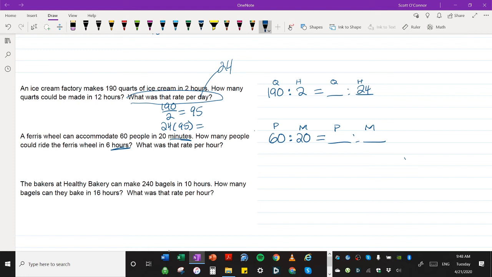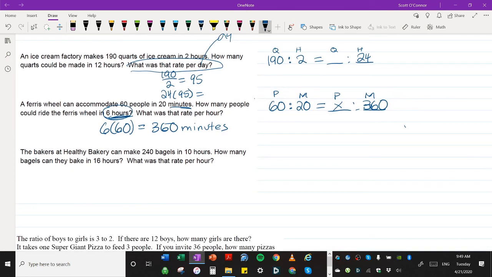And so what we can do is figure out how many minutes are in 6 hours. We can do that by doing 6 times 60, and we find out that there are 360 minutes in 6 hours. And now we can do what we were just trying to do, because we can replace here 360 and then solve for P.